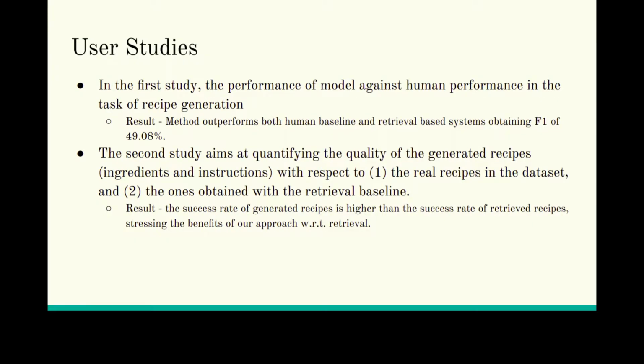User studies. In the first study, the paper compares the performance of our model against human performance in the task of recipe generation, including ingredients and recipe instructions. Result: method outperforms both human baseline and retrieval-based systems, obtaining F1 of 49.08%.